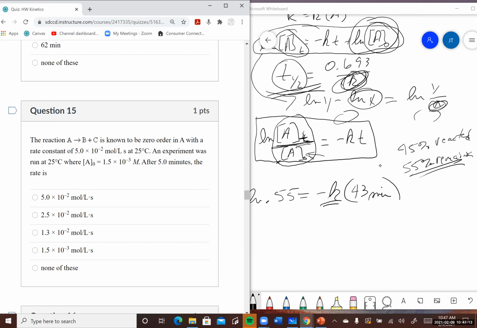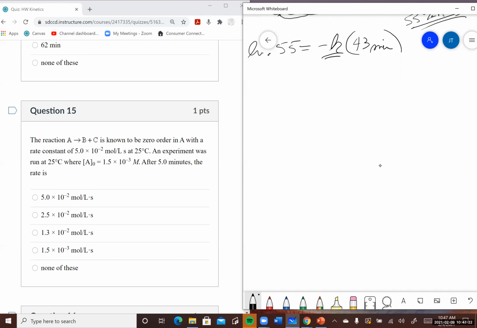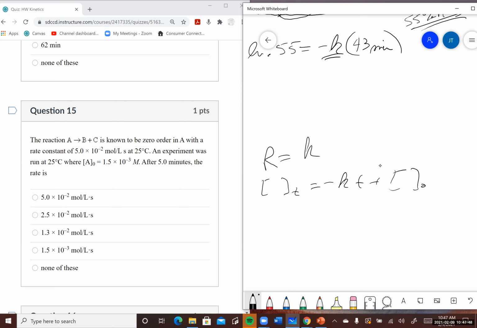All right, so I know that for this problem, I'm going to have to use the set of equations that correspond to 0th order. So to answer this question, I'm going to be using a different set of equations than I did on the previous one. I'm going to be using rate equals k, because 0th order. And I'm going to be using the integrated rate law for 0th order that looks like this. So that's your hint for that one.